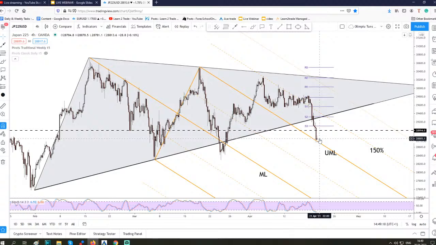So if the Nikkei will continue to drop, then the Australian dollar versus the Japanese yen could drop further as well. But let's see how the price will react here. I've drawn another uptrend line here.